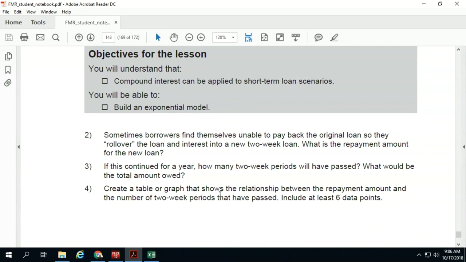Number 2, sometimes borrowers find themselves unable to pay back the original loan, so they roll over the loan and the interest into a new 2-week loan. What is the repayment amount for the new loan? If they continue this for a whole year, how many 2-week periods have passed? Create a table or graph that shows the relationship between the repayment amount and the number of 2-week periods that have passed. Include at least 6 data points. Since it goes all the way up to 52, I'll give you a hint. The last one will be 26, right? Everybody agree with that? Because there are 26 2-week periods in a year. Go! Number 2, 3, 4.